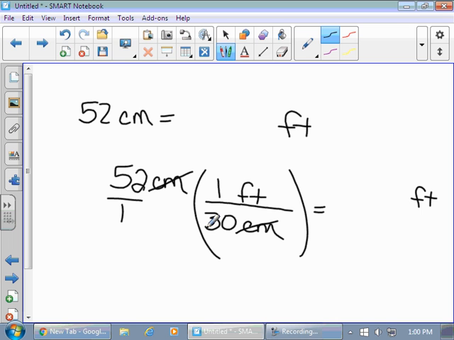So if you use your calculator, what do you get? So what is 52 divided by 30, Rachel? Okay, 1.7. Okay, so stop. I want 2 places. So 1.73 feet. Okay. Questions?